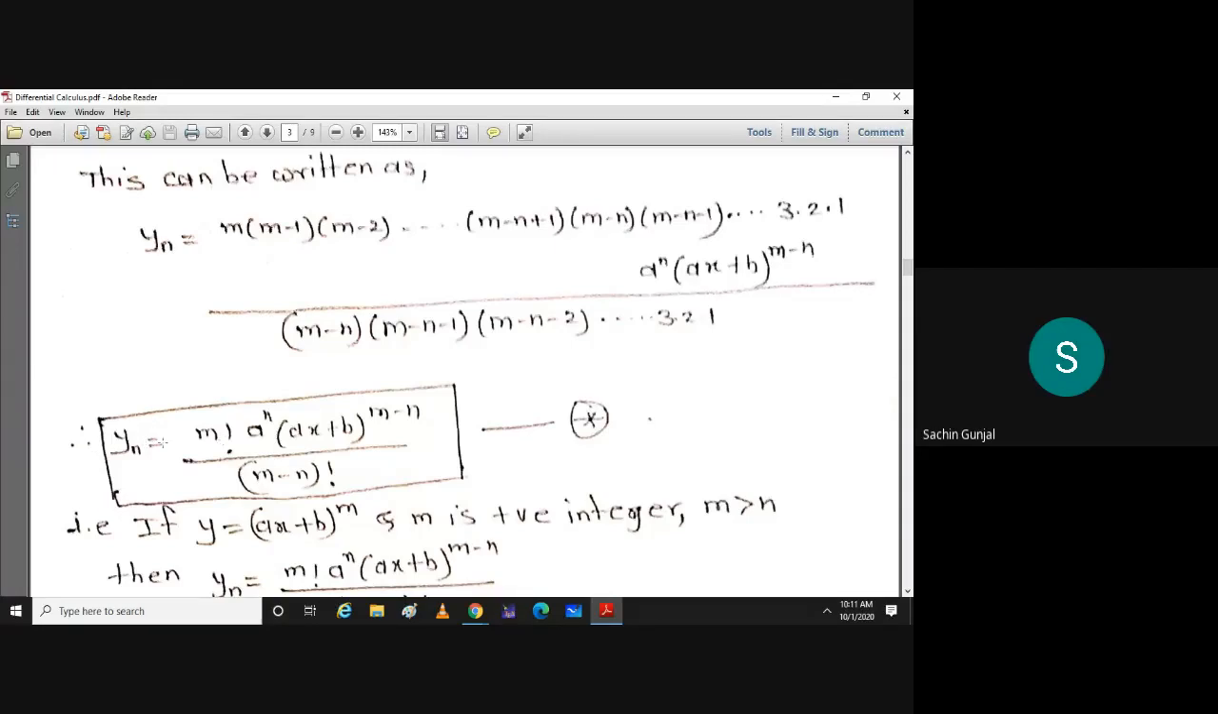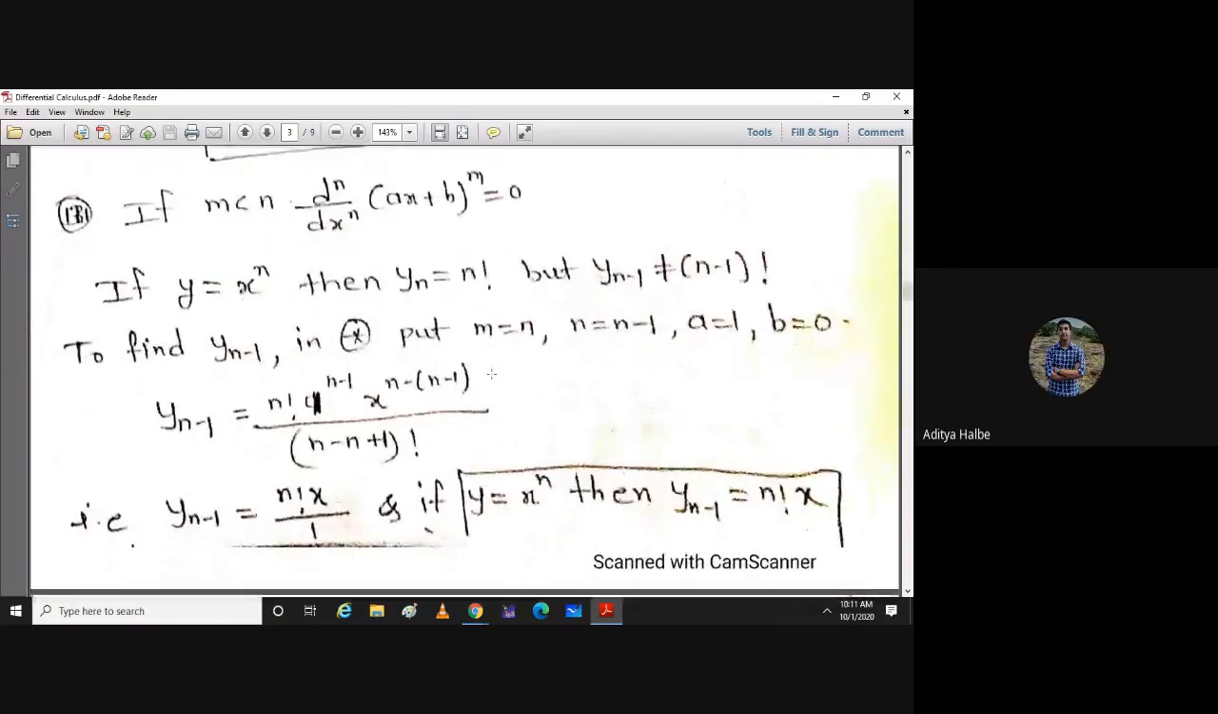So what will it be in general? If it is x raised to n, it is n factorial times x. Yeah, good. And from this we are getting it. So if y is equal to x raised to n, then the n minus 1 derivative is n factorial times x. Please note it down.